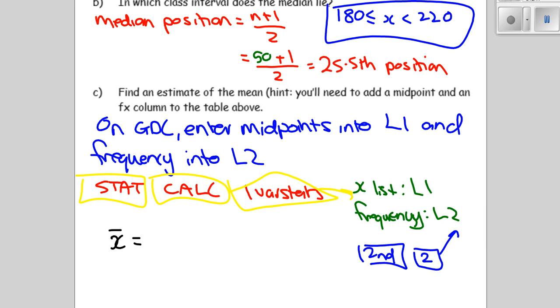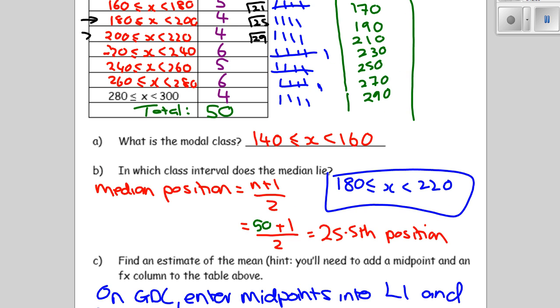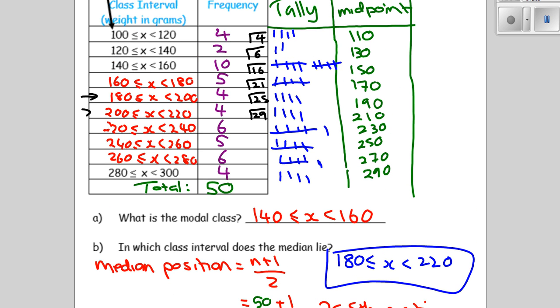Stat edit, L1 and L2. L1 has got to be our X, our midpoints, and L2 is our frequency. What was our midpoints? It started with 110, didn't it? So I'll scroll up so we can see our frequencies. Yep, so 110. Put your midpoints in first. Frequency should always be the second column, just so you don't get confused.